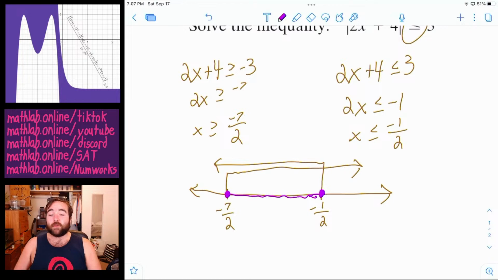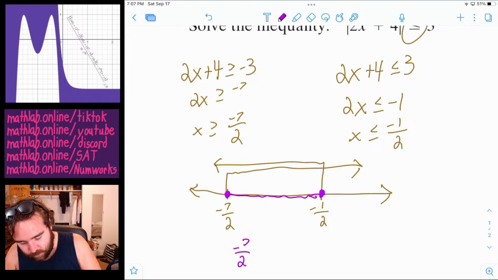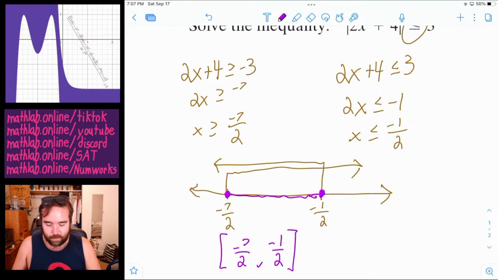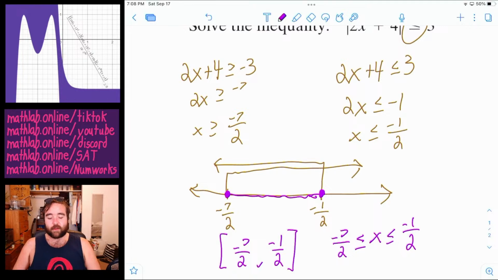And then the last thing you might want to do is write it in interval notation. So what is this in interval notation? Well, you've got from negative 7 halves to negative 1 half. And it is allowed to be both of those things. So we'll put a bracket on it. So there we go. Interval notation, anything from negative 7 halves to negative 1 half. And I guess the last thing we might want to do is combine these two inequalities. Because I really like writing answers like this and seeing answers like this. It shows that x can be anything between negative 7 halves and negative 1 half. Alright, good stuff.